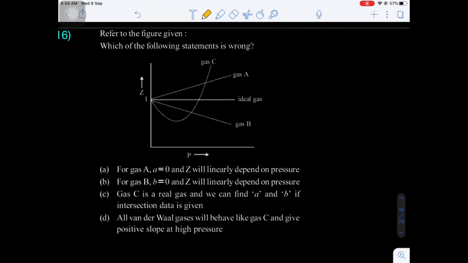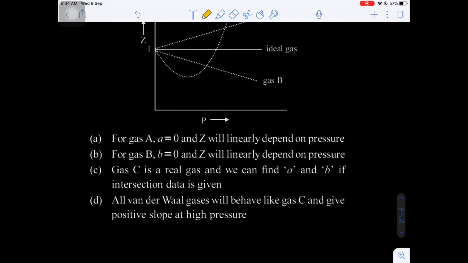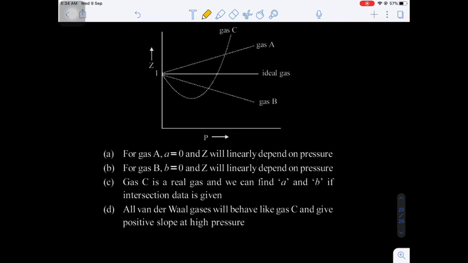The first option, for gas A, capital A, the small a value 0 and Z will linearly depend on the pressure. Second option, for gas B, small b 0 and Z will linearly depend on pressure. Option C, gas C is a real gas and we can find A and B if intersection data is given. And next, fourth one, all van der Waals gases will behave like gas C and give positive slope at high pressure.